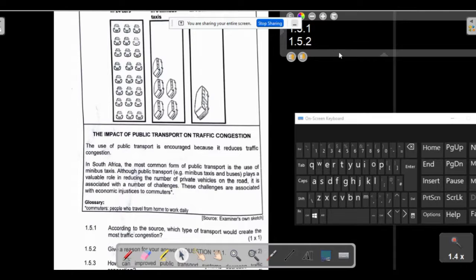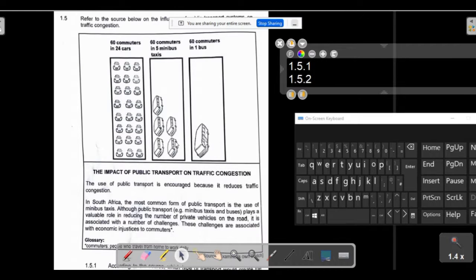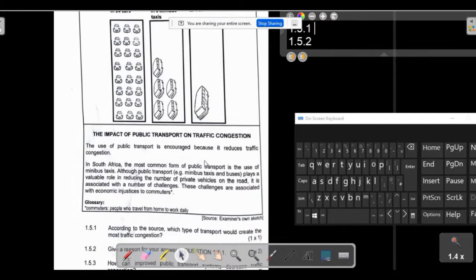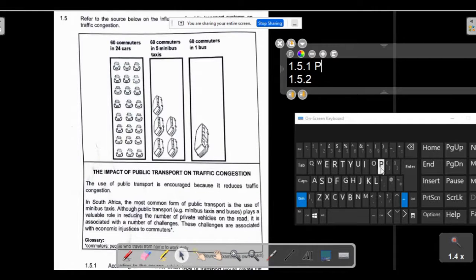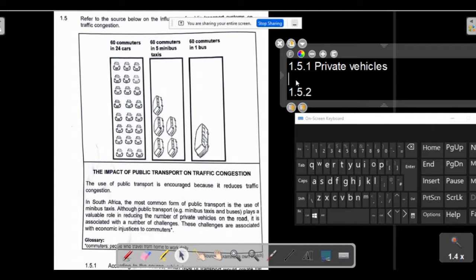This is a pandemic. 1.5.1. According to the source, which type of transport would create the most traffic congestion? Okay, according to the source, of course, this is the type of transport. So our answer there is private vehicles. Okay, private vehicles.